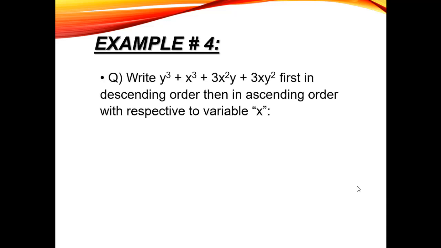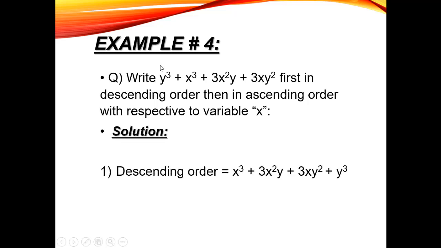Now example number 4. It states: write y cube plus x cube plus 3x square y plus 3xy square first in descending order and then in ascending order with respect to variable x. As we see, there are two variables, x and y. In this kind of question, when two or more variables are given, it should be mentioned with respect to which variable we have been asked to change the order. So with respect to variable x, convert this expression into the descending order first and then into the ascending order.